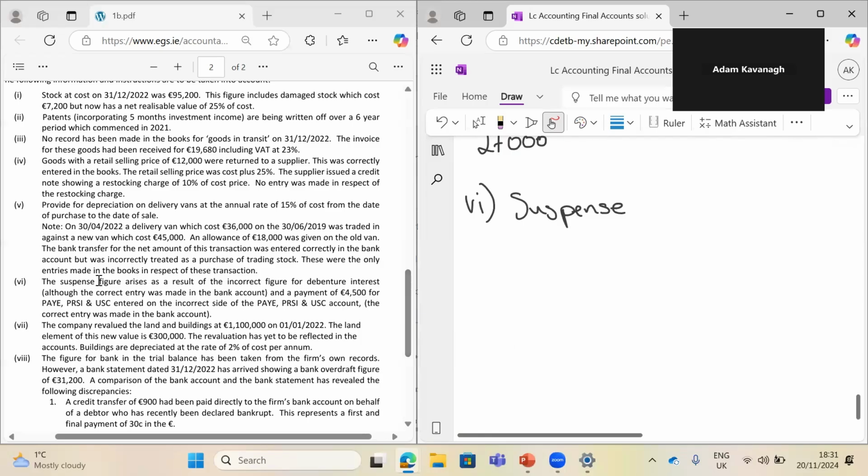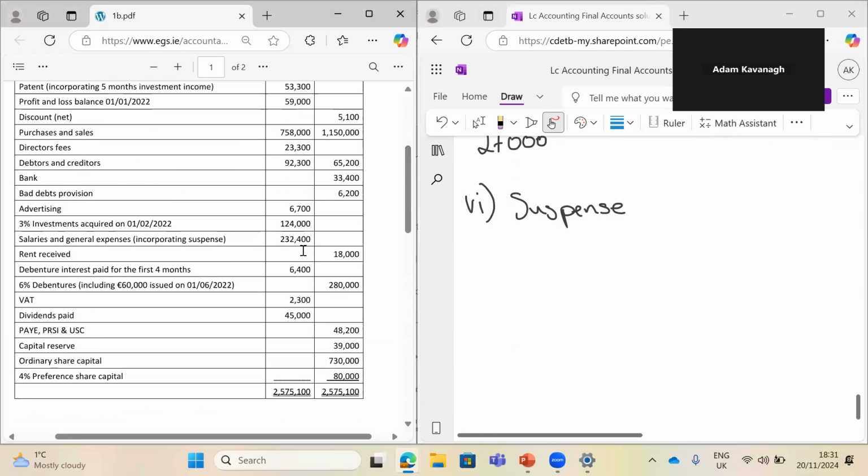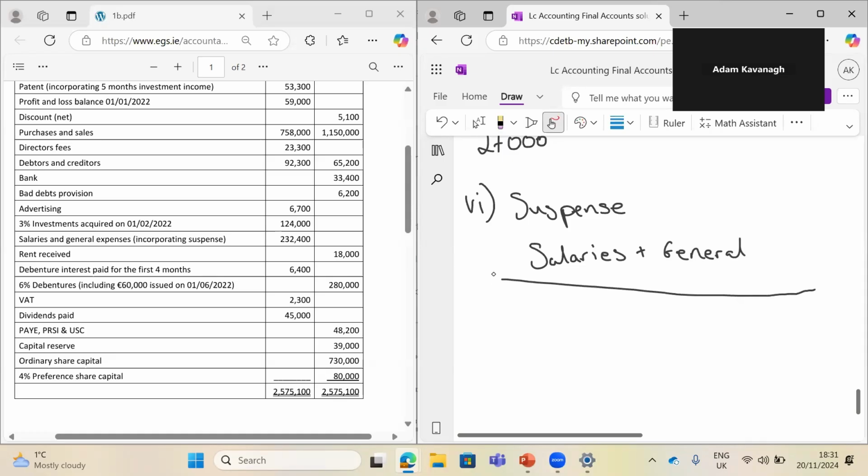Okay, so the suspense figure arises as a result of the incorrect figure for the debenture interest and a payment of 4,500 for PAYE entered on the incorrect side. So first thing you do is find out where suspense is included. It says suspense is in salaries in general. So what I always do is just draw out that account, salaries in general.